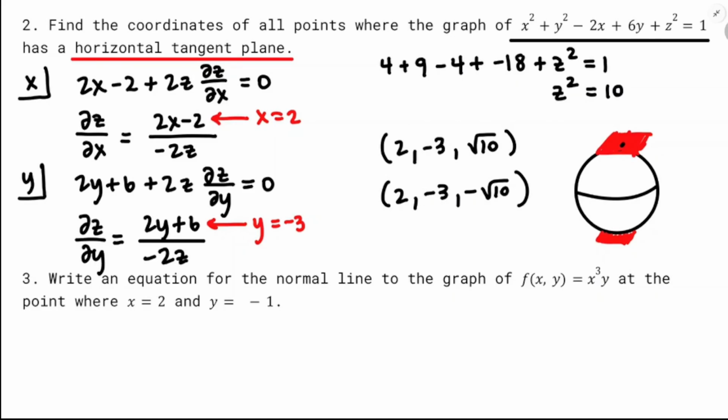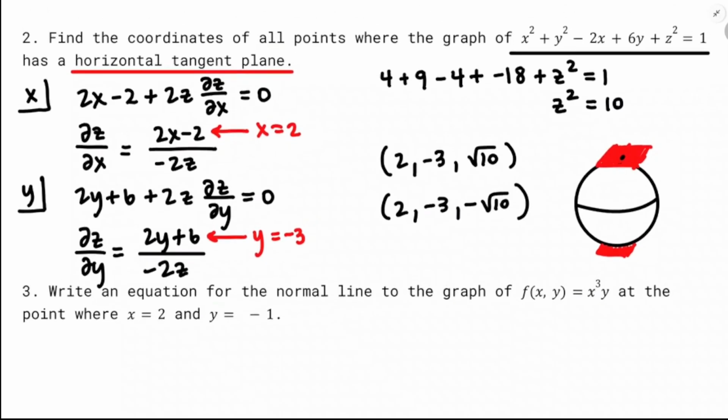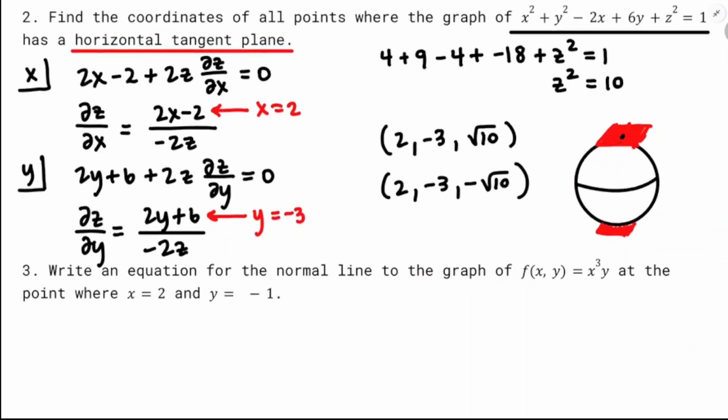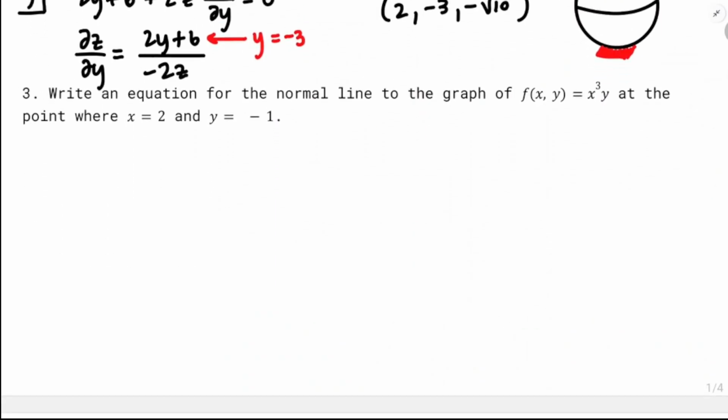There's 2 points that have a horizontal tangent on a sphere, and they sit directly above each other. And when it's centered where z equals 0, we would expect plus or minus the same number.